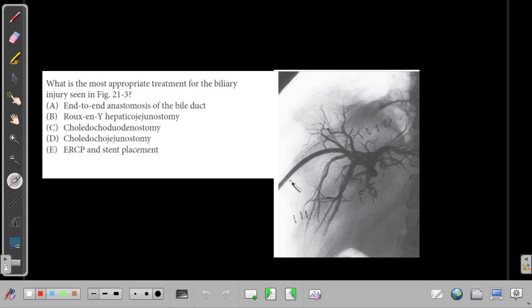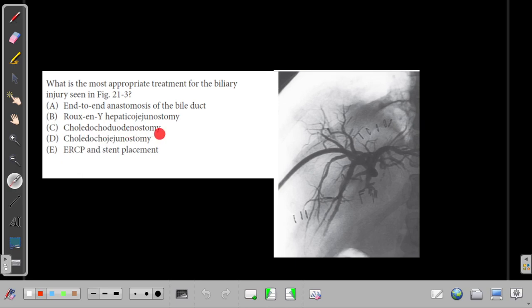Okay, you did PTC and you have this cessation of the dye at this area. What are you going to do? End-to-end anastomosis of the bile duct? You will get a stricture. Roux-en-Y hepaticojejunostomy. Yes, you go for B, Roux-en-Y hepaticojejunostomy. Okay, the other statements will be untrue.